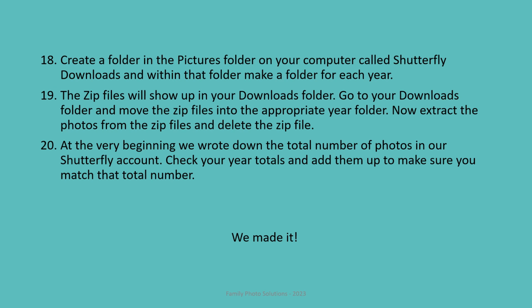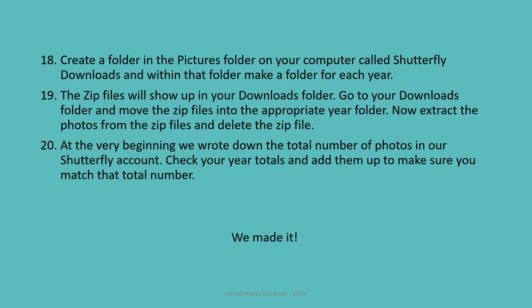When the zip files show up in your Downloads folder, you can go and move those zip files into the appropriate year folder. Now, extract the photos from the zip files and delete the zip files. Throughout this process, there are going to be a lot of zip files coming, so be sure to move them into the appropriate year folder, extract your photos right away, and then delete the zip files. Now, the photos are not in order within those zip files, so you will not be able to confirm that you've received all of your photos until all the zip files have downloaded for that year.